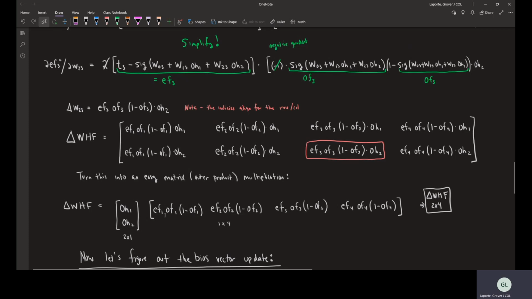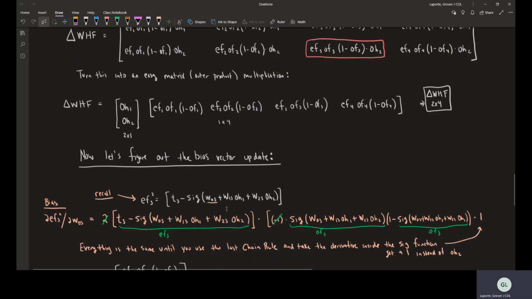So this is kind of neat because now I can just express delta WHF as 2 vectors. I'm going to take my EF vector and my OF vector, and I can produce this thing and turn it into a row vector, and then I can have my OH1 and OH2, my OH vector, and we can do this multiplication and make this delta. So it becomes a very quick thing that we can do.